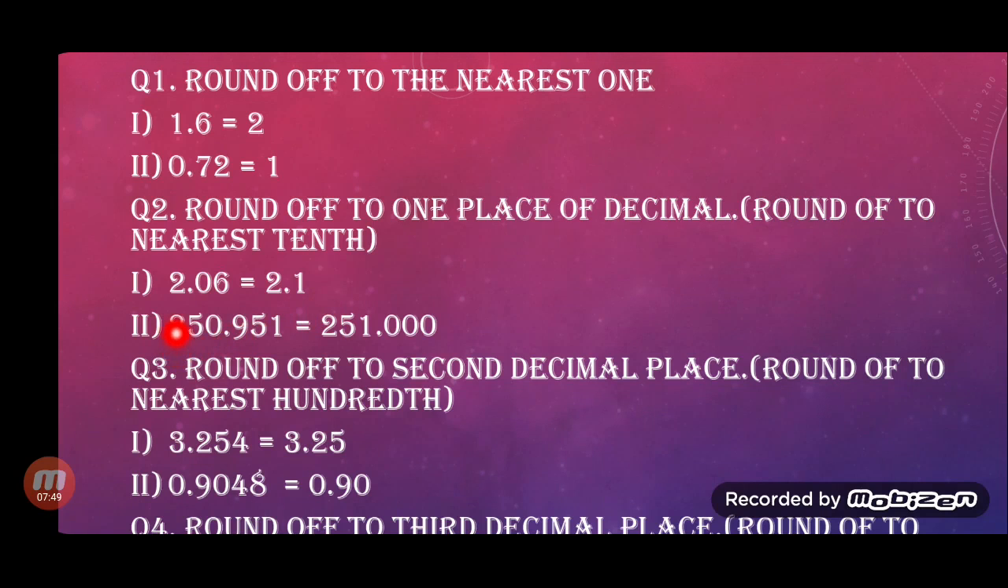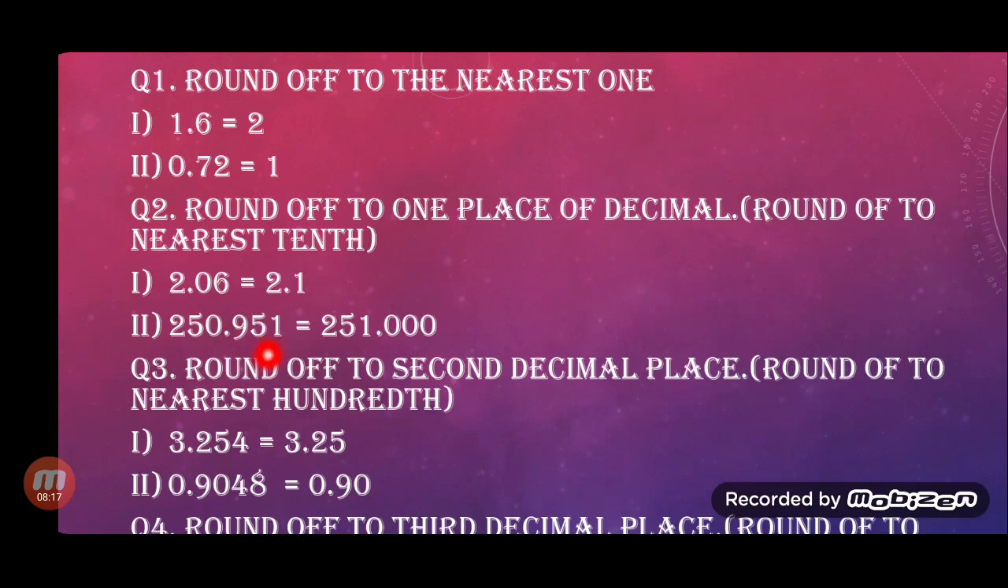Next, 250.951. Again, 250 is a whole number. 200, 50, 0. There is no concern of this 250. It will remain the same. But because we have to round off to the nearest tenth, the tenth digit is 9, right? 9 upon 10, it is tenth.